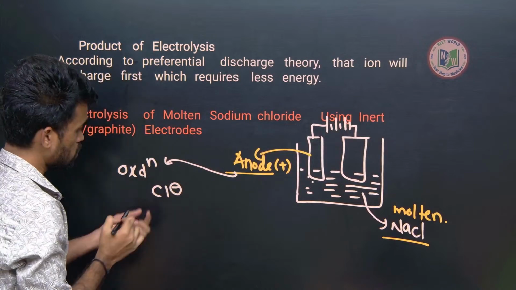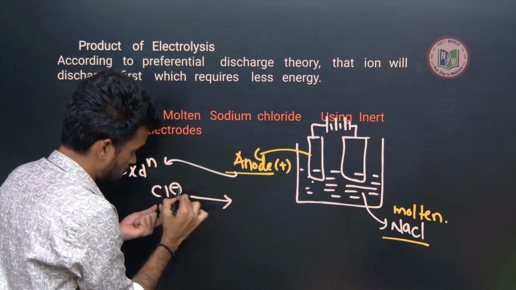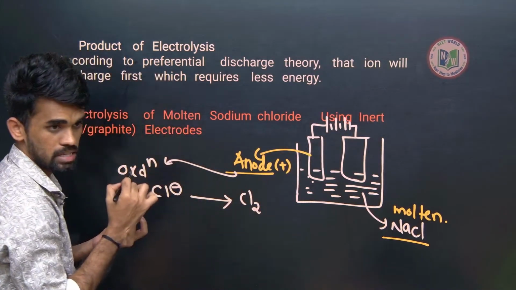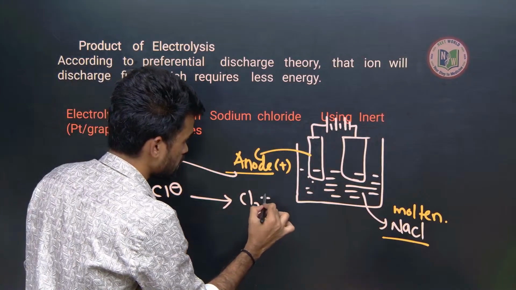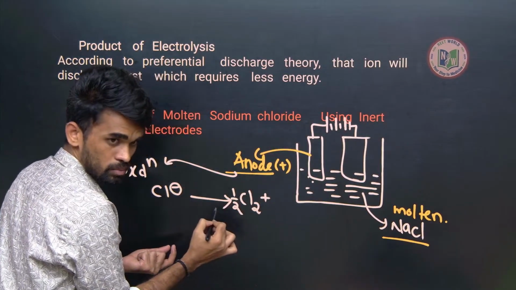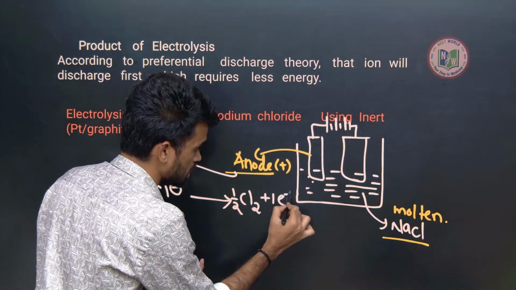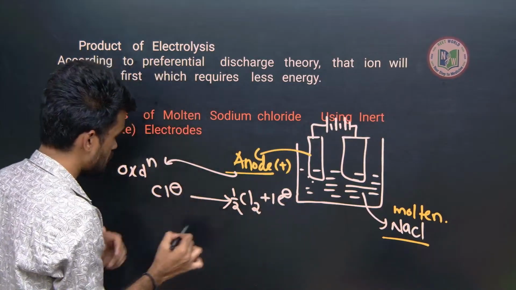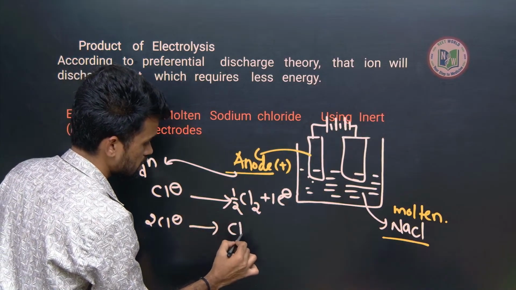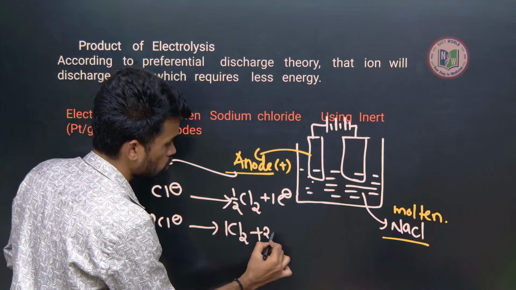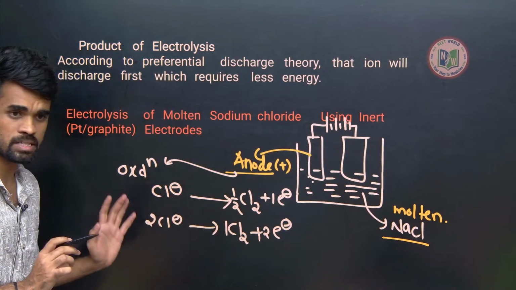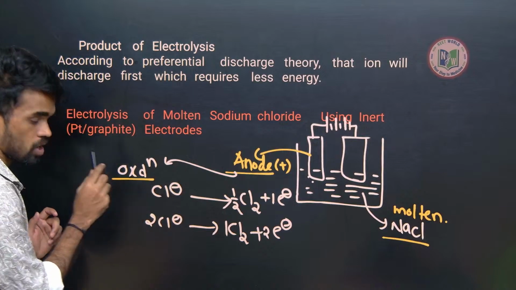Oxidation takes place. So this chloride ion loses its electron and becomes chlorine gas. And see, if I take one chloride ion, I should write it as 1/2 Cl2 and one electron is released. Either write like this, or take 2 chloride ions giving Cl2 and 2 electrons. I write like this. Okay, what process is this? Oxidation.